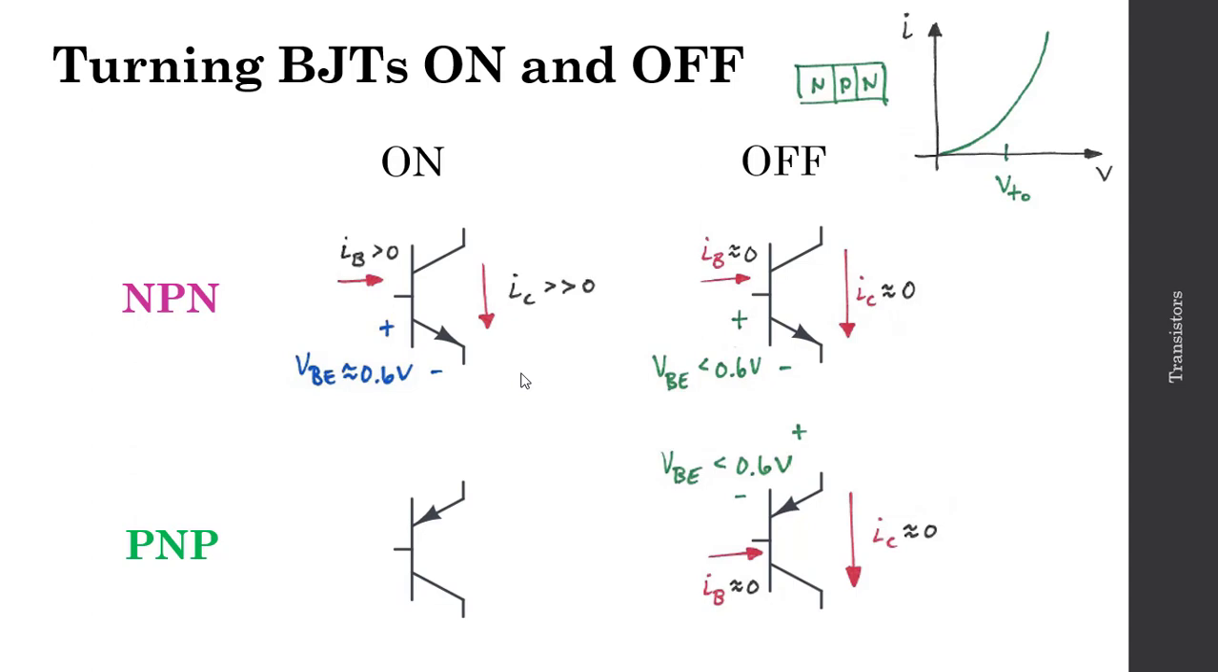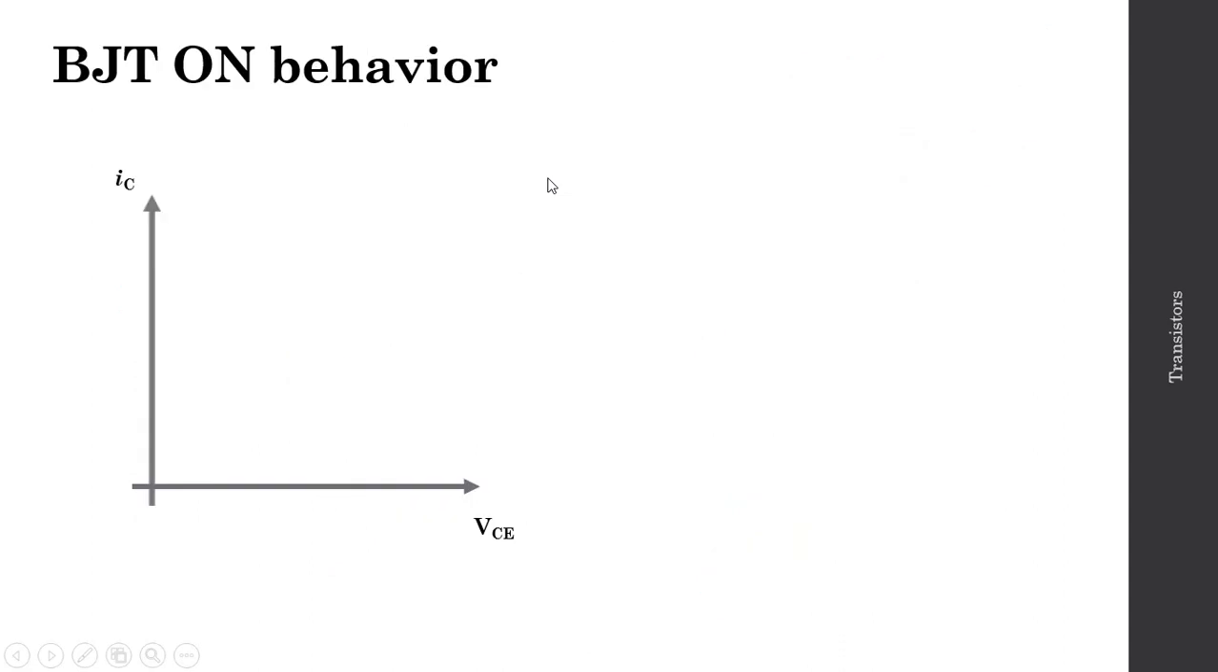And the same holds for the PNP transistor. In the case where we have a base emitter voltage of about 0.6 volts, and of course here the potential is actually from the emitter down to the base, we'll have a current flowing through the base, so IB will be greater than 0. And again, our collector current will be much greater than 0. Now, on for a transistor is not as simple as it sounds in terms of a standard switch. So let's take a look at the on behavior for a BJT transistor.